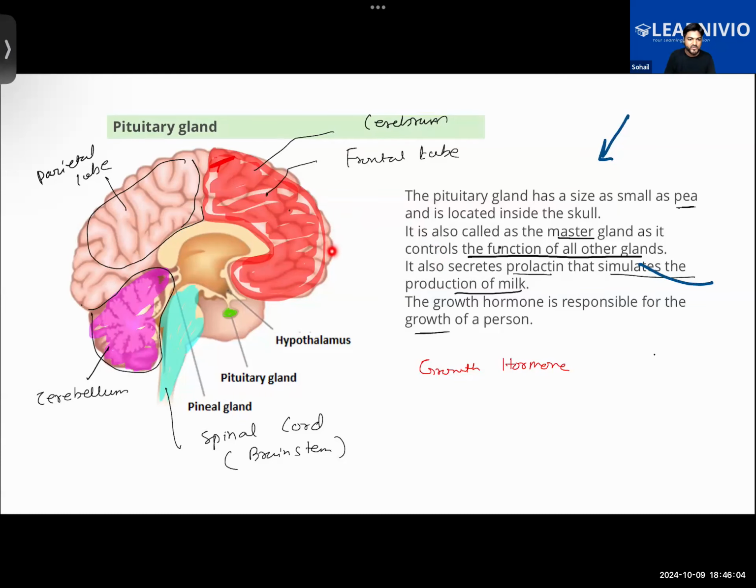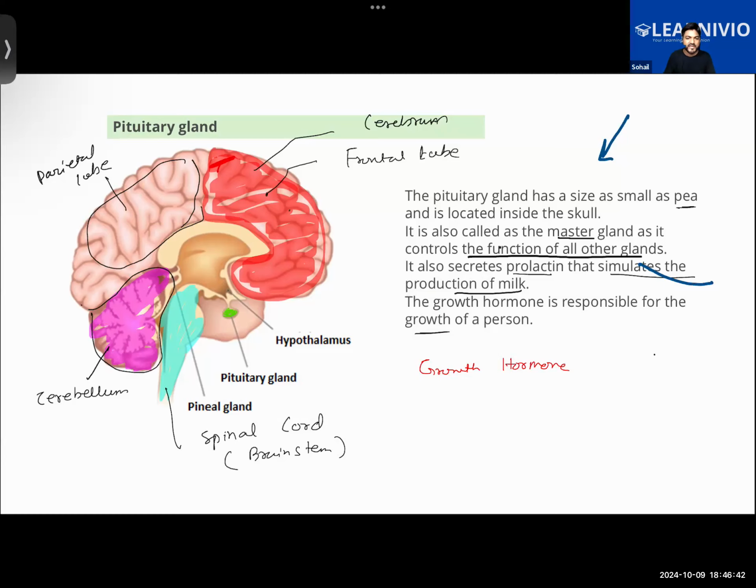So the pituitary gland, which is located here in our brain, is divided into different parts. As one of you asked me, you have the cerebellum, and then you have the spinal cord, also called the brainstem. Nonetheless, this pituitary gland is located over here, and it is very small, as small as a green pea that we eat. So this will be secreting prolactin. The prolactin will be stimulating the mammary gland to produce milk. Further, it also secretes growth hormone, which is responsible for the growth of the person.